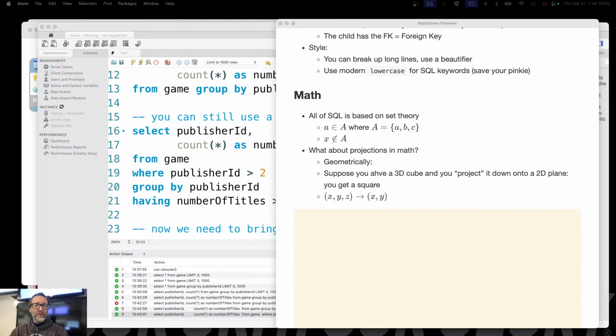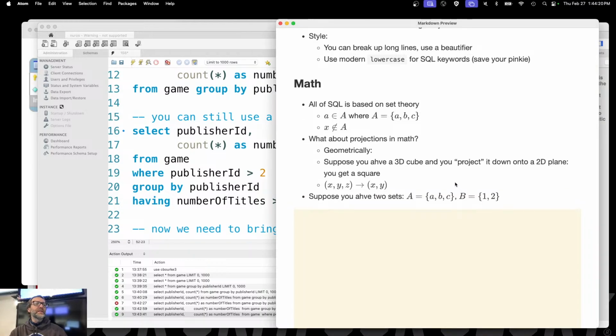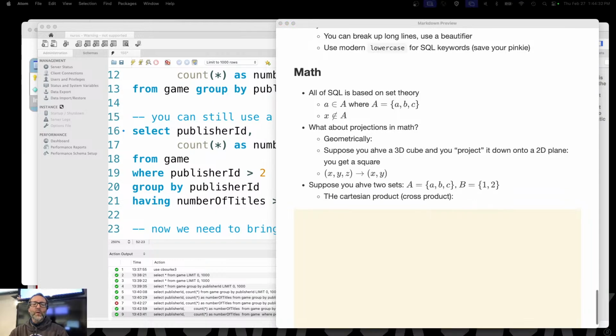So suppose that you have two sets, right? Have we all seen set theory before, at least this set notation of using curly brackets and a, b, c and 1, 2, 3s and stuff like that? Okay, right? So suppose you have two sets like that.